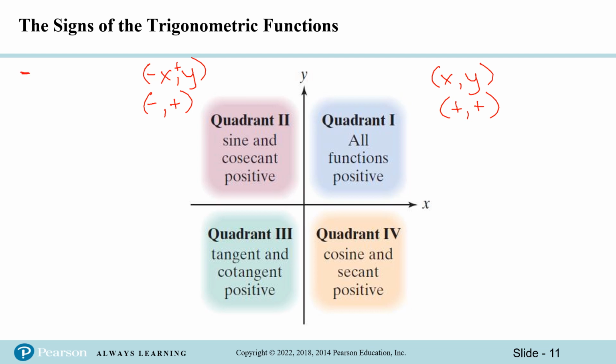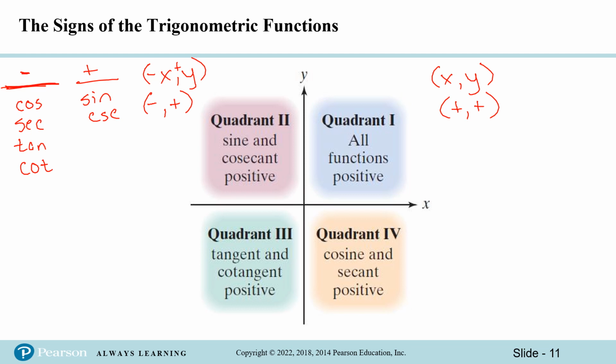So the negative ones, okay, those are going to be the cosine, the secant, the tangent has an x in it, the cotangent has an x in it. These are all going to be negative. And so the ones that are positive are the ones that just have a y. They don't have any x's. So that would be the sine and the cosecant. Okay, so those are the positive ones.